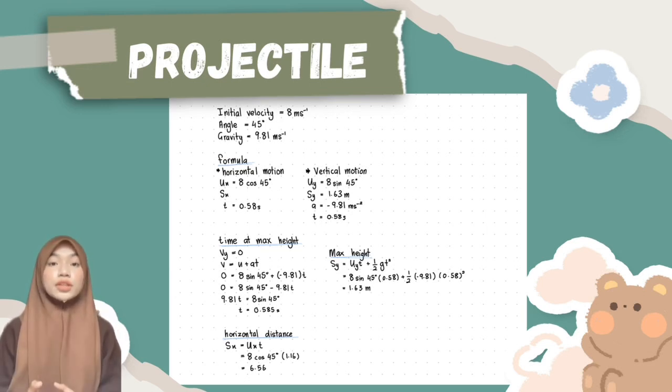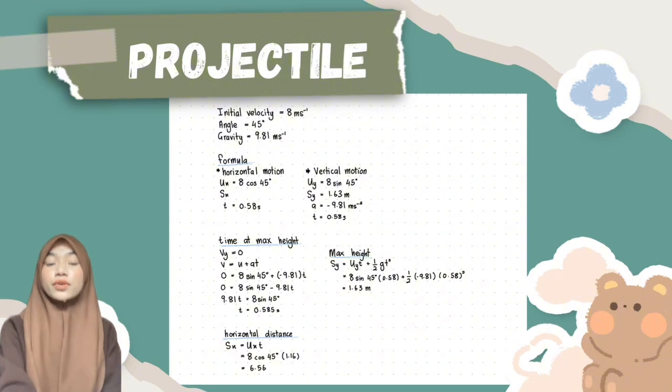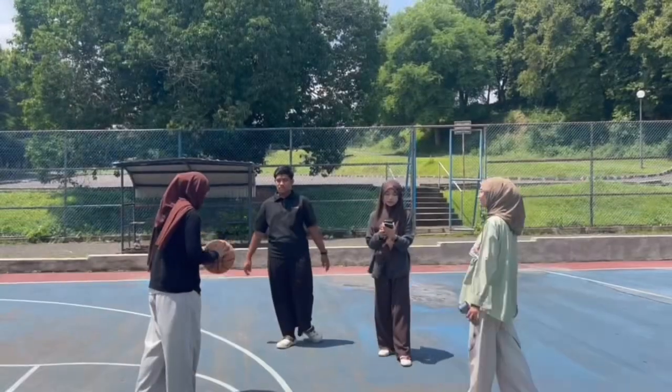Finally, let's find the total horizontal distance, which is Sx, also known as the range. Since the flight path is symmetrical, the total time in the air is double the time to the peak, which gives us 1.16 seconds. Using the formula Sx equals Ux multiplied by t, we multiply 8 cos 45 by 1.16, giving us a final horizontal distance of 6.56 meters. And that's how you solve it.